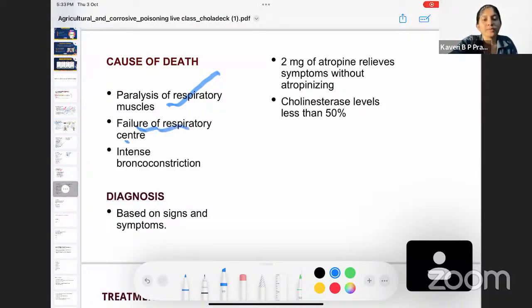Or the death could be because of failure of the respiratory center, which is there in the brain. Or there could be intense bronchoconstriction, and the person, if he is not intubated in time, can die because the SpO2 of his blood will come down significantly.